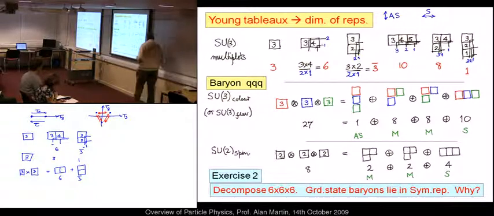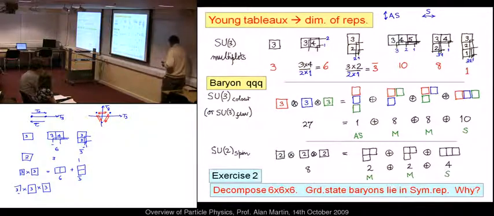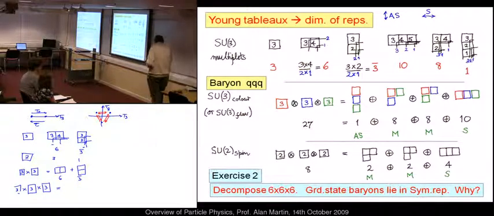Now let's take something that's relevant for baryons, because this could be 3 colors of baryons. Let's take that and try and decompose that. Well, we've got to add a box to this or add a box to this. So first of all, let's take the 6 times 3. So we add the 3rd box. We can either add it to the end, or we can add it down below.